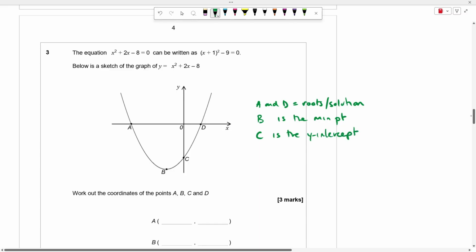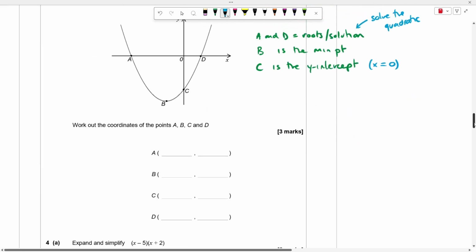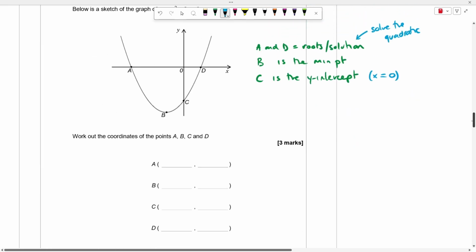Now whenever you see that you are trying to find the y-intercept, that's basically where x equals 0, so that's what you want to substitute in. And for the roots and solutions, what you want to do is solve the quadratic. Now the fact that they've given it in two particular ways, including the completing the square format, should make one of those a little bit easier for us to work with. So looking at this particular question, A and D are the two solutions.